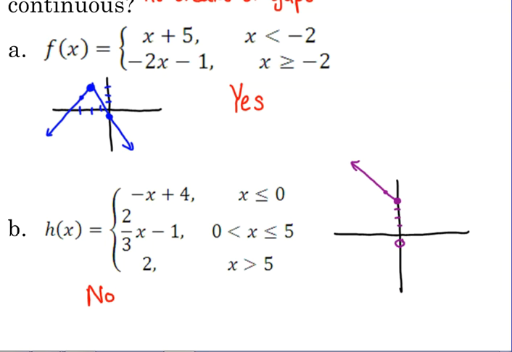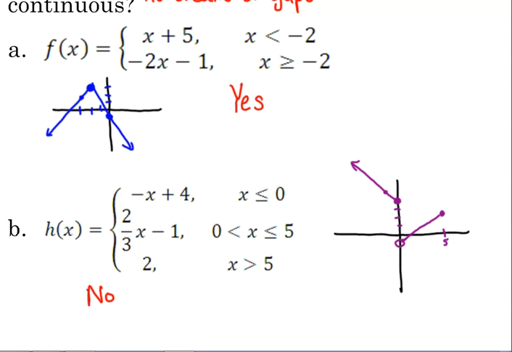Okay, plug in 5. 2/3 times 5 is 10/3. Minus 1 would be 7/3, which is a little bit bigger than 2. So 5 is out here, a little bit more than 2. This one gets a point because it was equal to 5. So I can connect those 2 points, because those are the endpoints for that middle function.